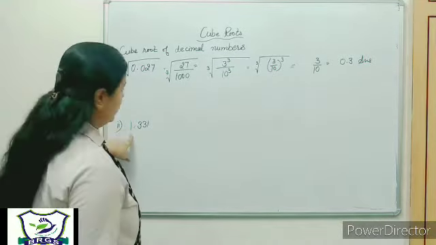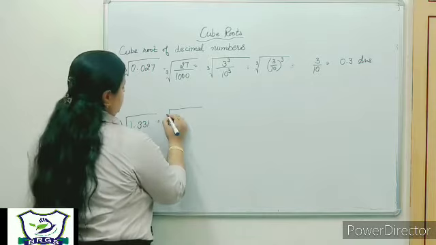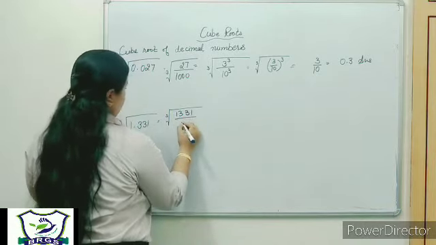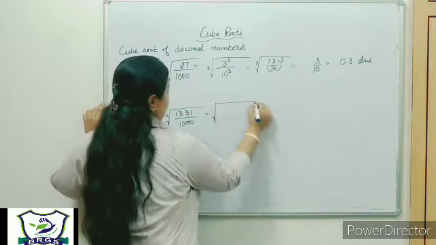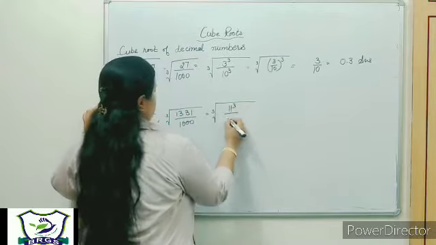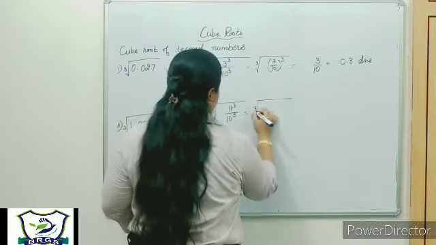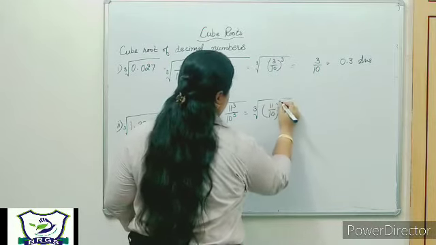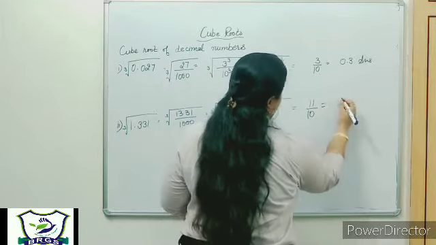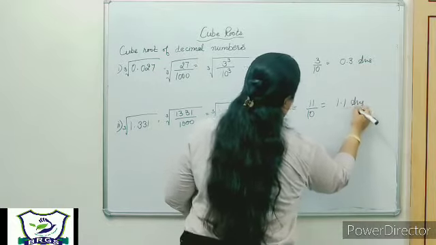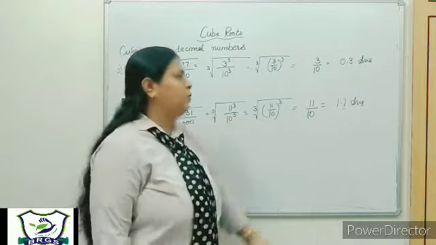Now 1.331, we have to calculate its cube root. Again convert them into fraction. 1331 by 1000. Cube root of 1331, it is cube of 11, and 1000 is cube of 10, and thereafter cube root of 11 by 10 cube. Cube and cube root will be cancelled, and answer is 11 by 10, and in the decimal form it is 1.1. So cube root of 1.331 is 1.1.